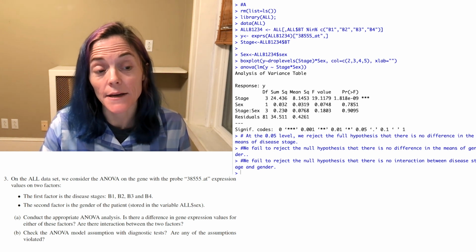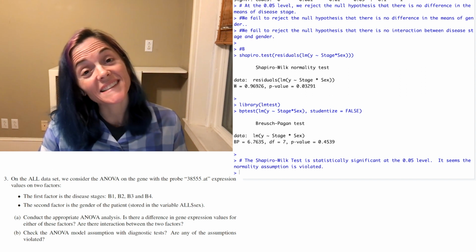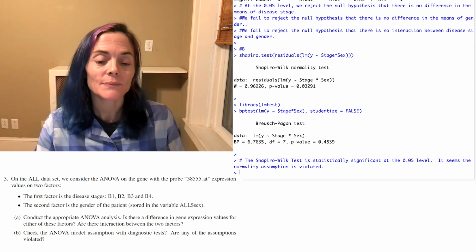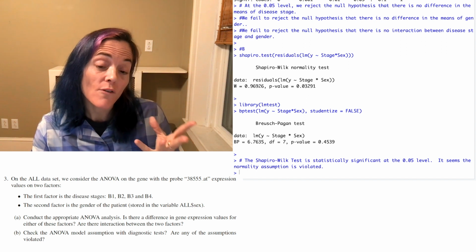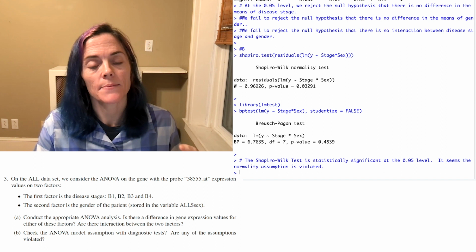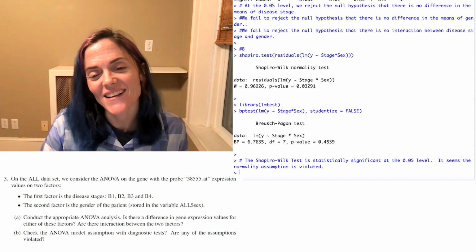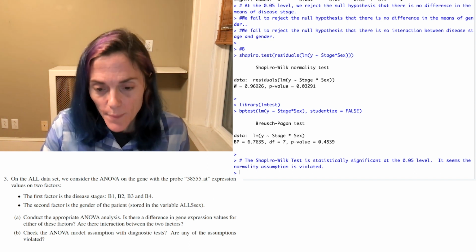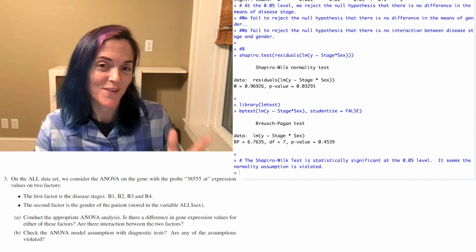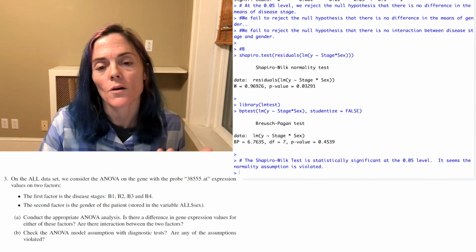let's check this here. If we run the Shapiro-Wilk test for normality of the residuals, well, at the alpha 0.05 level, we would reject the null. So it does not seem that the residuals are normally distributed. We could also check the other hypothesis, which is the homoscedasticity of the residuals. Here, this looks okay. We fail to reject the null.